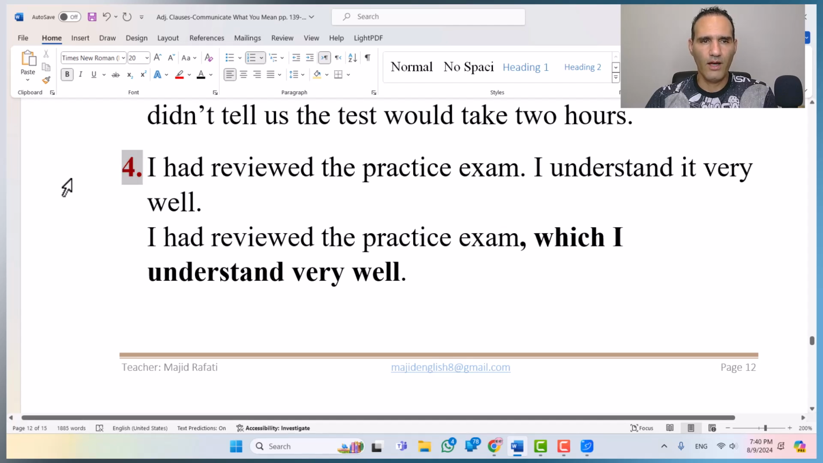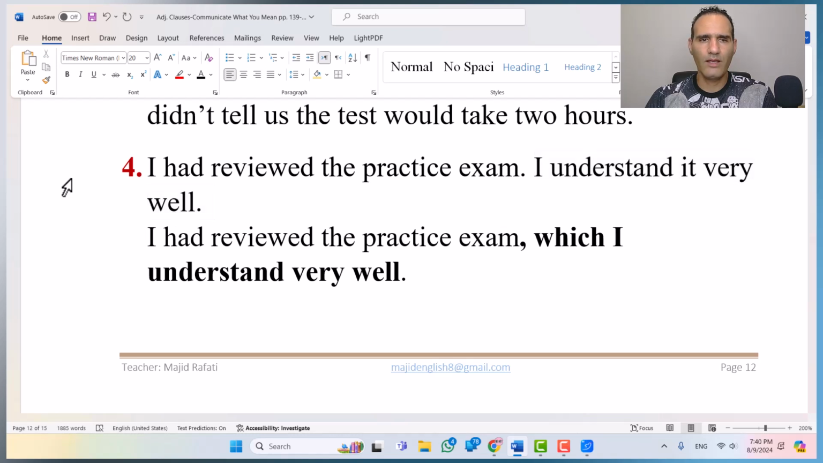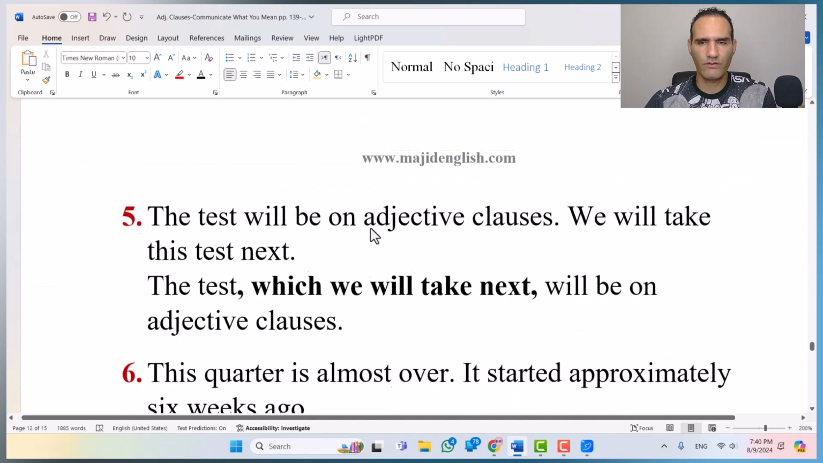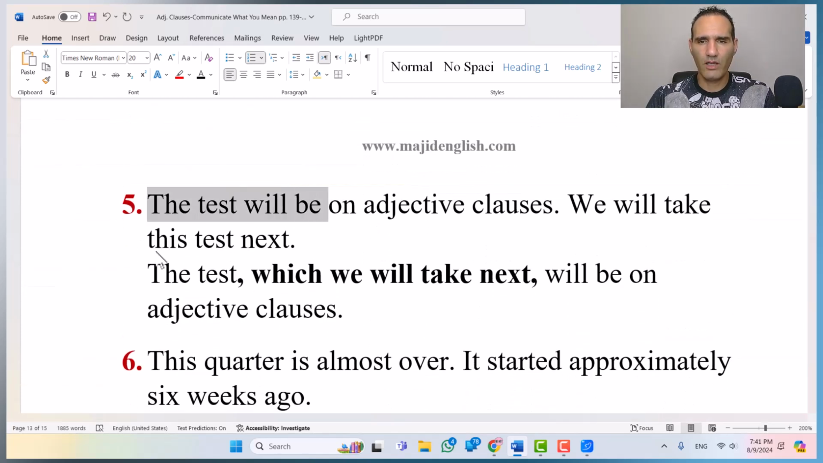Number 4, I had reviewed the practice exam. I understand it very well. I had reviewed the practice exam, which I understand very well. So usually there is one practice exam only, so that's why I made it an unnecessary adjective clause. Number 5, the test will be on adjective clauses. We will take this test next. The test, which we will take next, will be on adjective clauses.